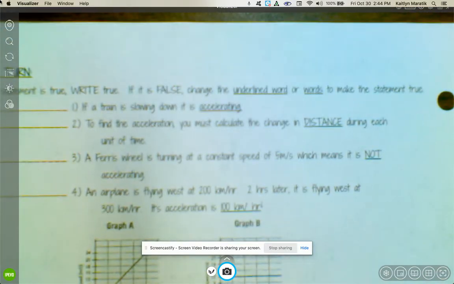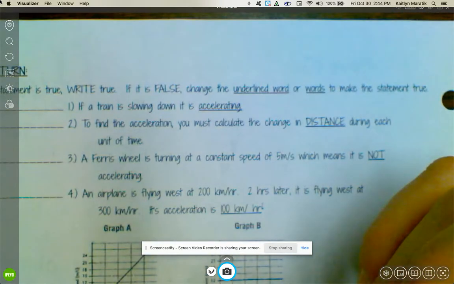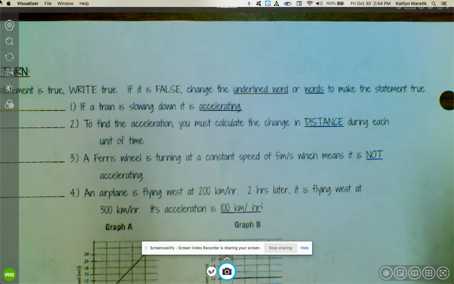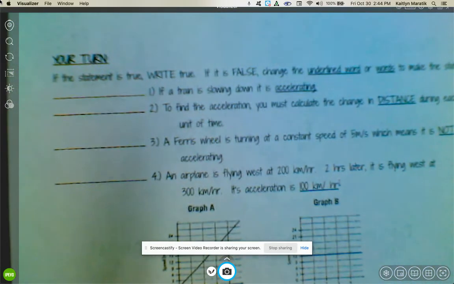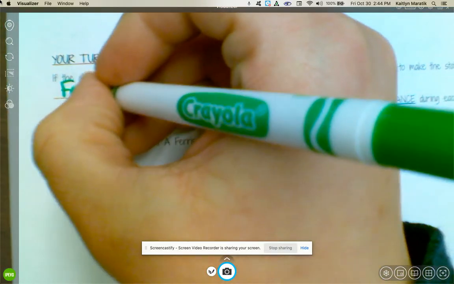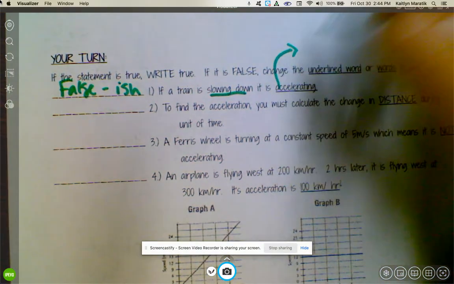Go figure. So, if the statement's true, write true. If it's false, change the underlined word or words to make it true. So, take a minute, look over these, and then come back. So, if we have a train slowing down, it's accelerating. Well, we just talked about this. So, if it's slowing down, this is false-ish. It's decelerating.